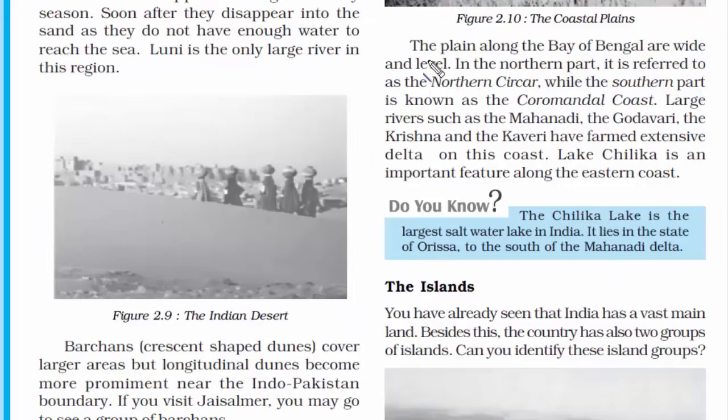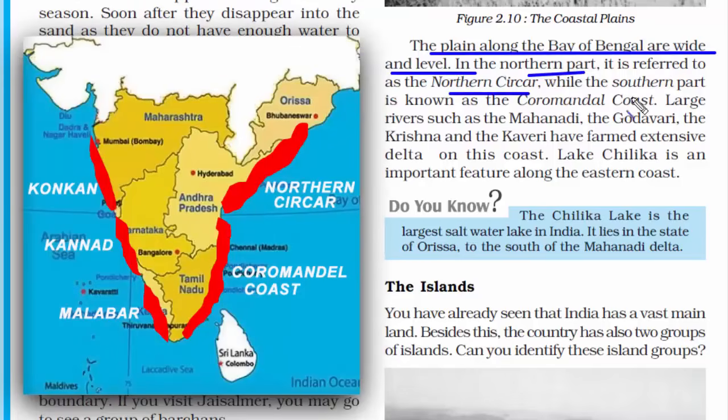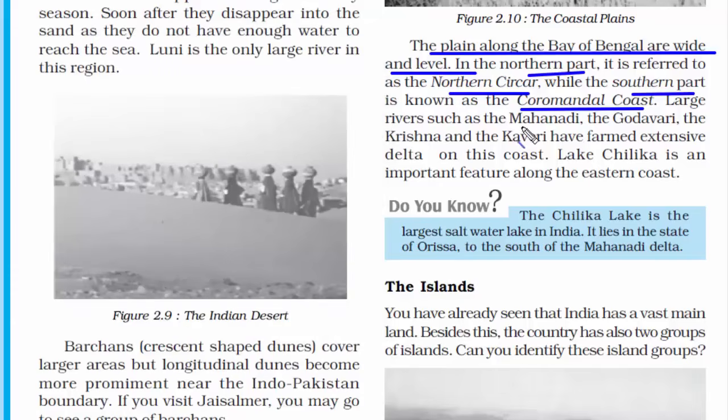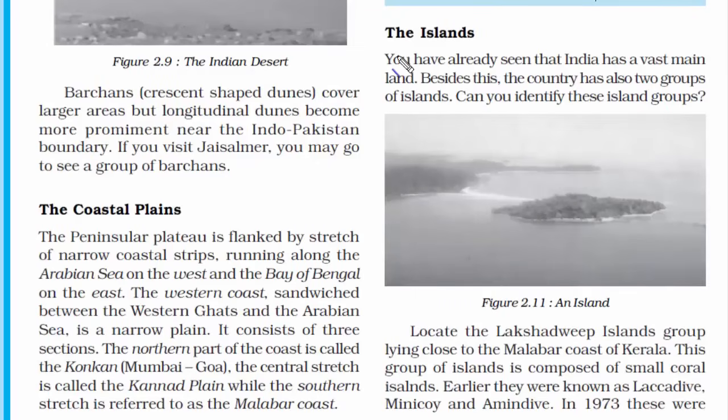Now let's move on to the Eastern Ghats. They are comparatively wider than the Western Ghat. It is referred to in two parts, that is the Northern Sarkar, while the southern part is known as Coromandel Coast. Some rivers such as Mahanadi, Godavari, Krishna, Kaveri, drain into the eastern side. And on the western side, Narmada and Tapi are the rivers that drain into the western side.